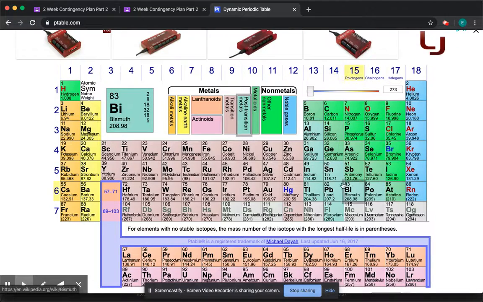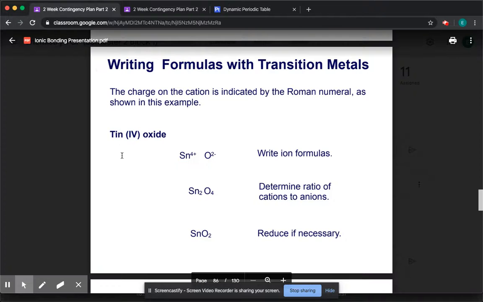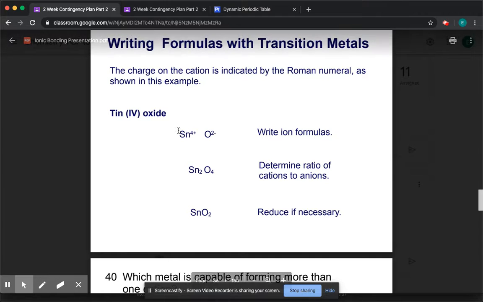Why? As I told you before, as you go down the periodic table, things start to get more and more complex. Okay, so tin has so many orbitals that are available to it that it can have multiple states. So in this case, we have tin 4. Tin 4 means it's plus 4, and you have minus 2.